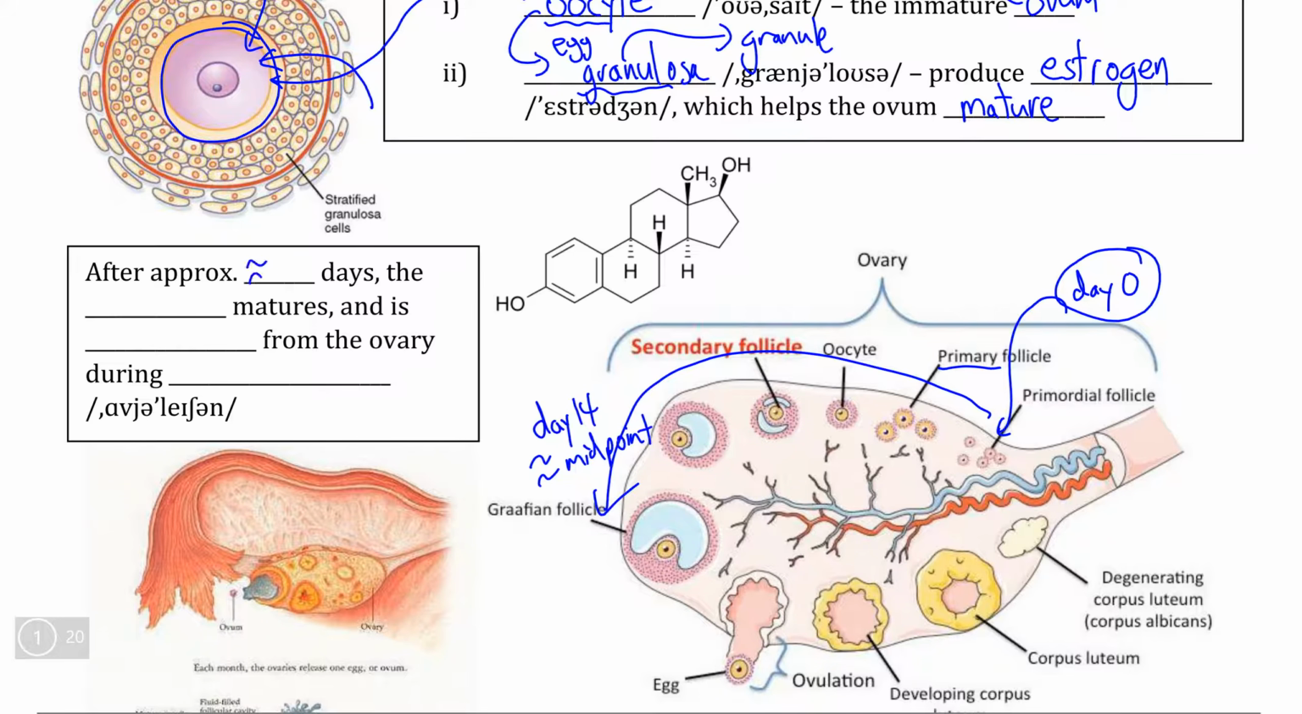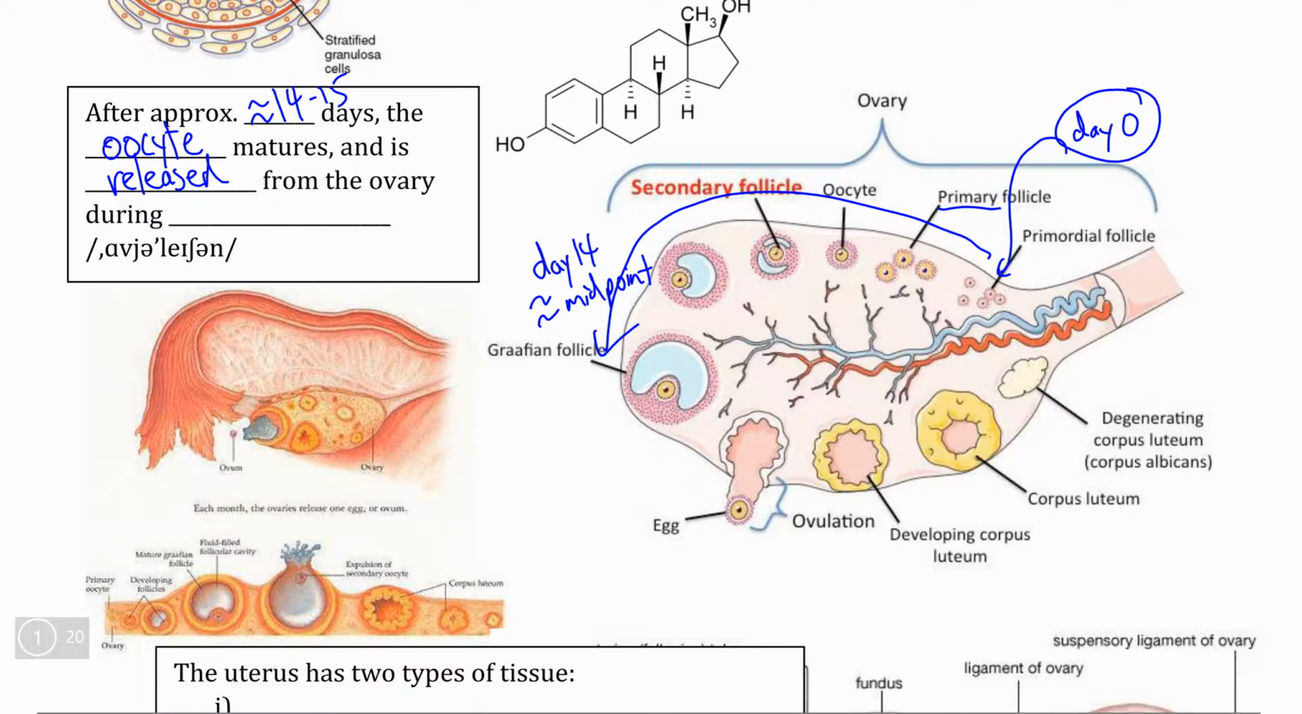And after about 14 to 15 days, again, this number depends on the individual female cycle, the oocyte has fully matured and is now a fully functional egg that is ready to be released from the ovary. And we can see here that it looks like the wall of the ovary is actually breaking, but the truth is actually far more exciting than that.